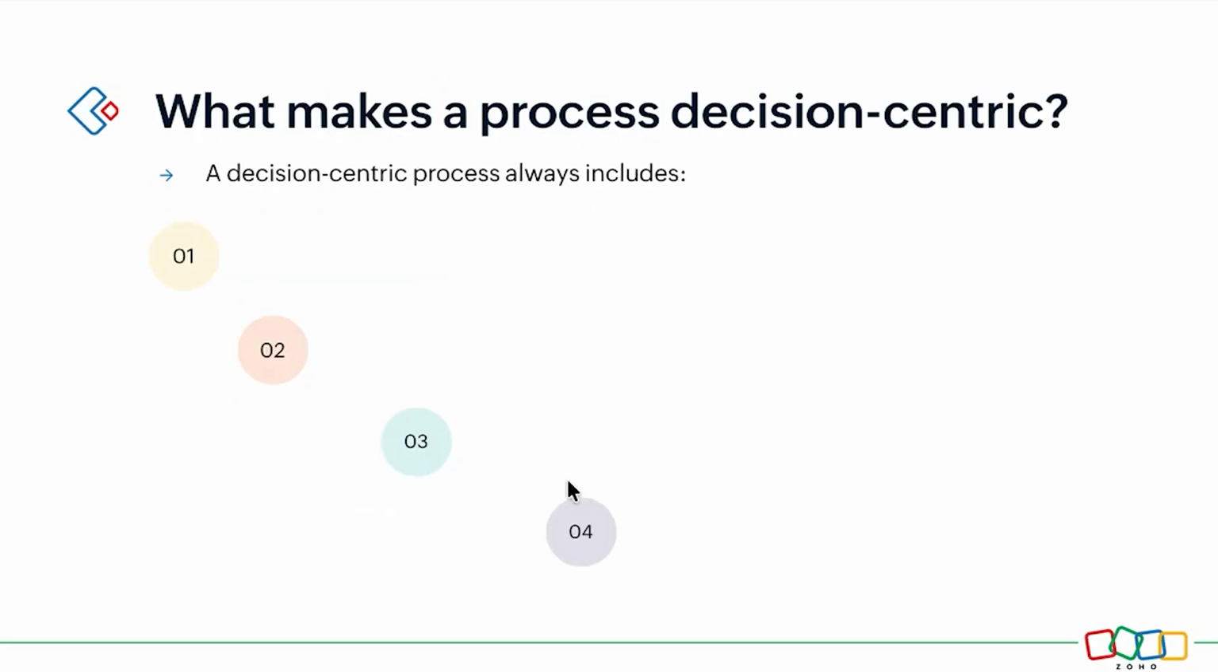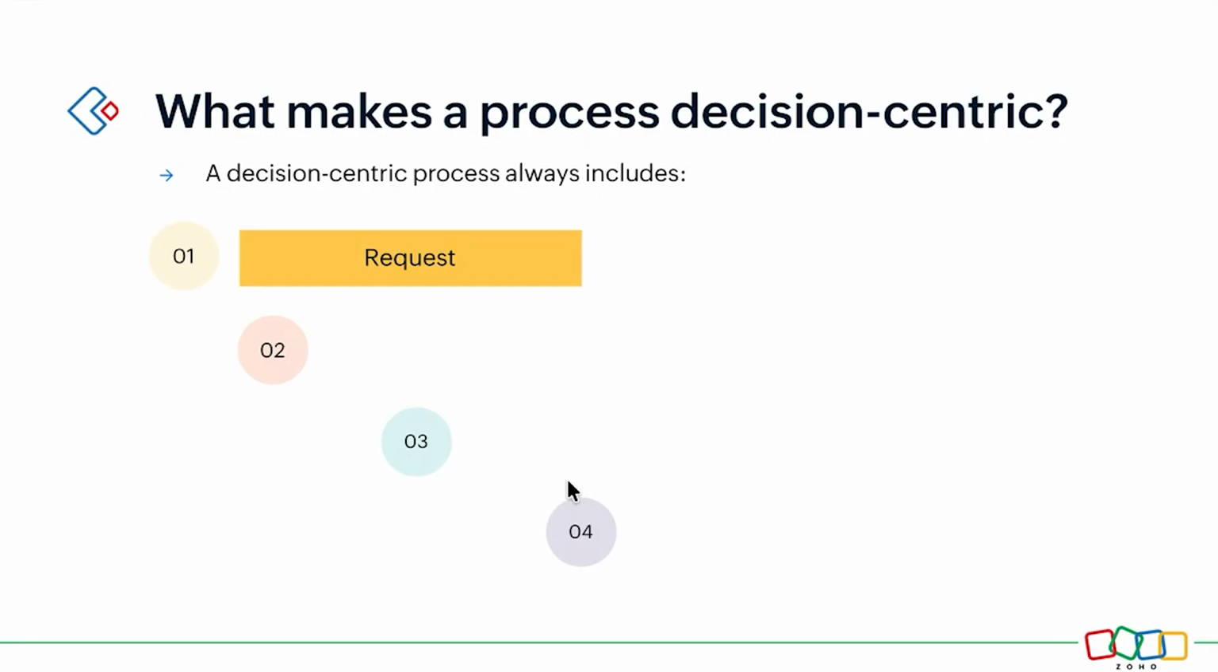So, what makes a process more decision-centric? Let's break it down to get a clear idea about how it can be designed with the Zoho Creator platform. A decision-centric process always includes a request, like a purchase order or a leave request. Whenever a request is raised, that is when this decision-centric process is triggered.